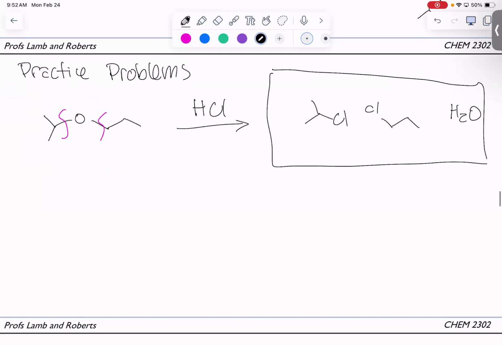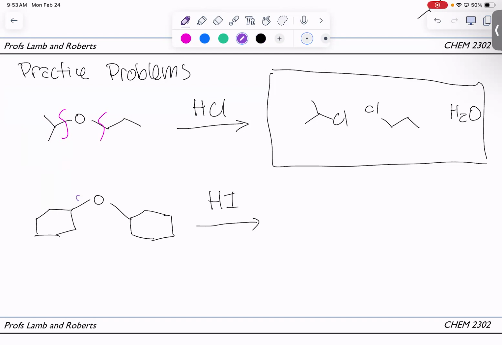All right, so let's think about if we had a symmetrical ether. Right, what are going to be our products with HI? Let's try a different mineral acid. All right, you can always check with your neighbor and see what they have to say.